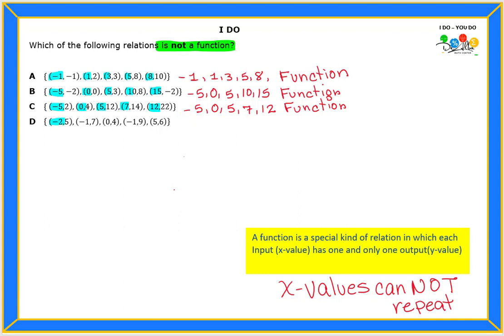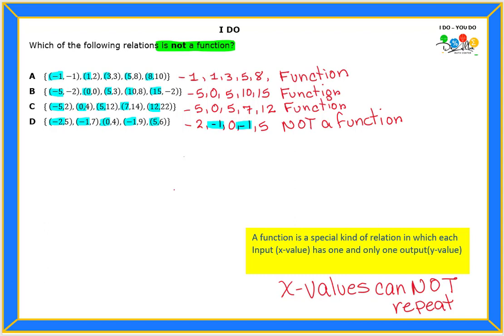So let's look at the last one, letter D. Let's highlight my x values, right? We're going to rewrite my x values, and I got -2, -1, 0, -1, and 5. So let's look at those numbers. Do you see any x value that repeats? Yes, right? I see -1 and -1. So what does that mean if one of my x values repeats?